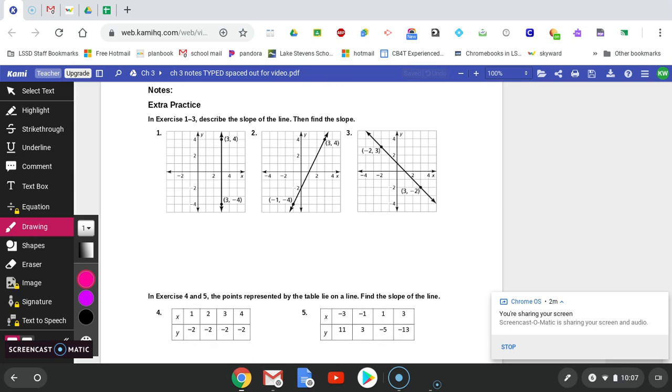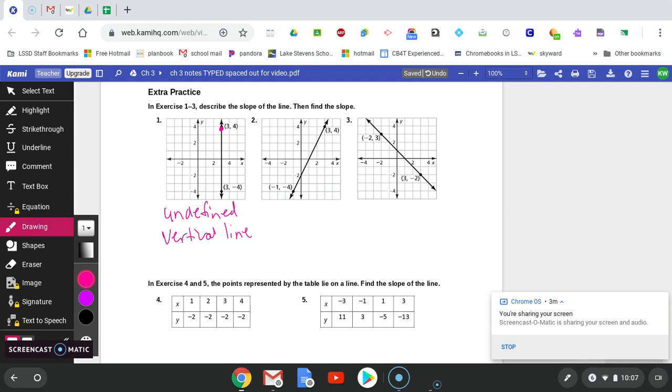So let's take a look at the first problem. It says to describe the slope of the line and then actually find the slope. So if the slope is going straight up and down, the description would be undefined. And it's a vertical line. So anytime it is vertical, anytime it's straight up and down, it's an undefined slope. And let's look at why it's undefined.